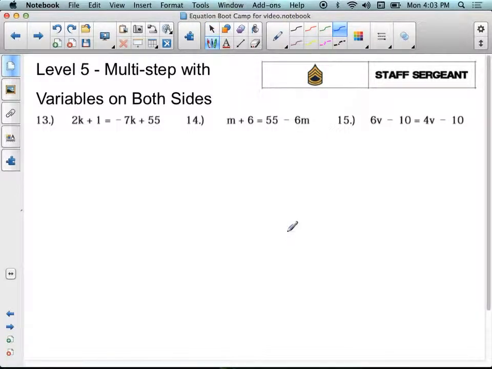Okay, so far we've done two-step equations and multi-step equations that have variables on only one side. This is really not very different. These are just baby steps taking us to more and more complicated problems.